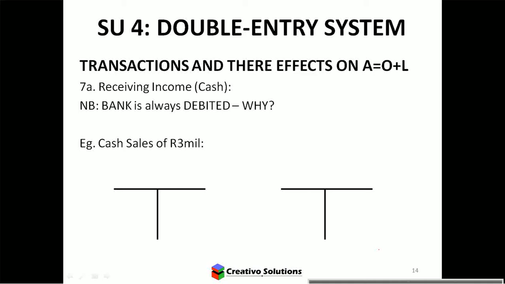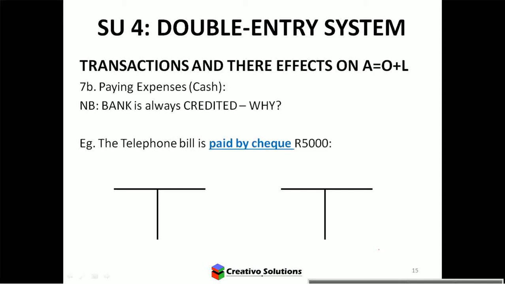Cash sales of 3 million. Bank is increasing. Okay, good. Why did the bank increase? It's a cash sale. Correct. You made a sale, so sales is income. Correct. Not bad, eh?